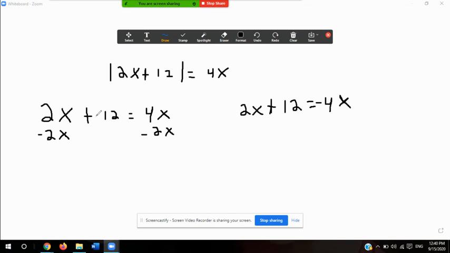Anyway, what I did here was I subtracted 2x to keep my variables positive, and this is going to cancel out. And I'm going to have 12 equaling 2x because 4 minus 2 is 2. And then I'm just going to divide by 2 on both sides. So 2x divide by 2.